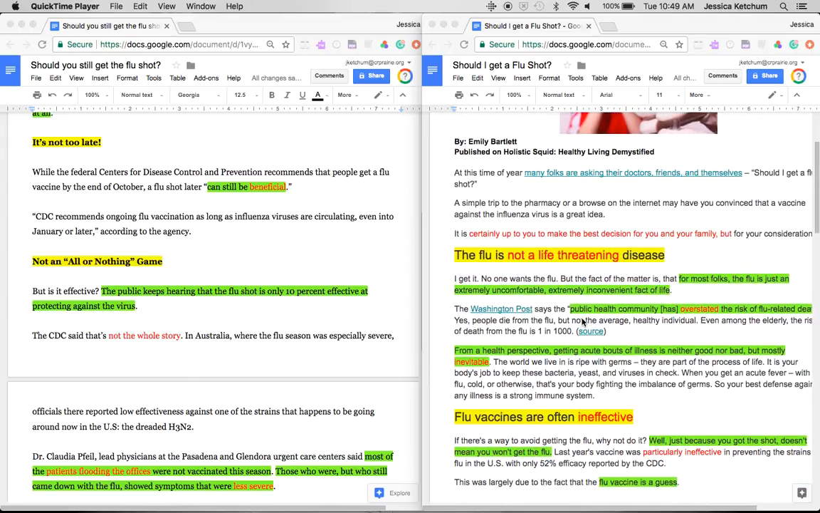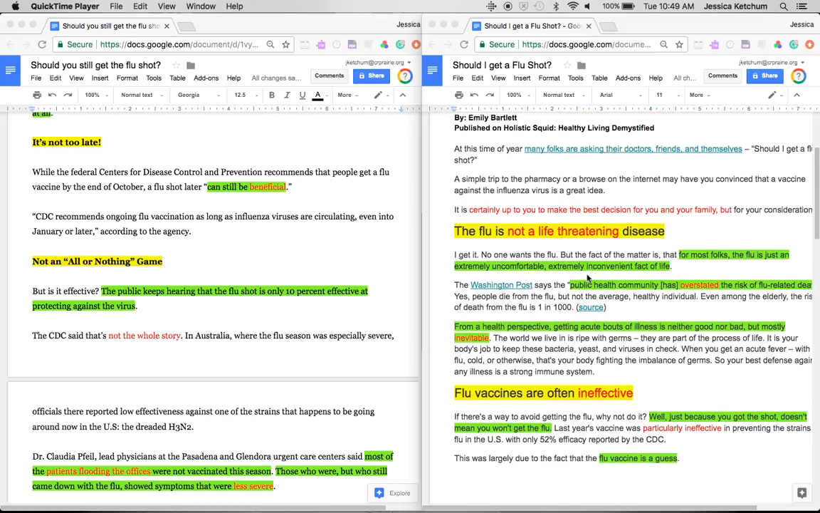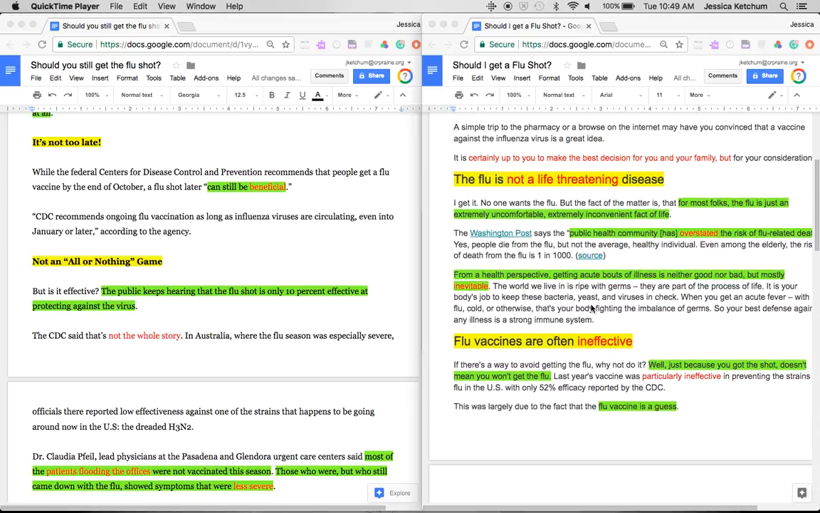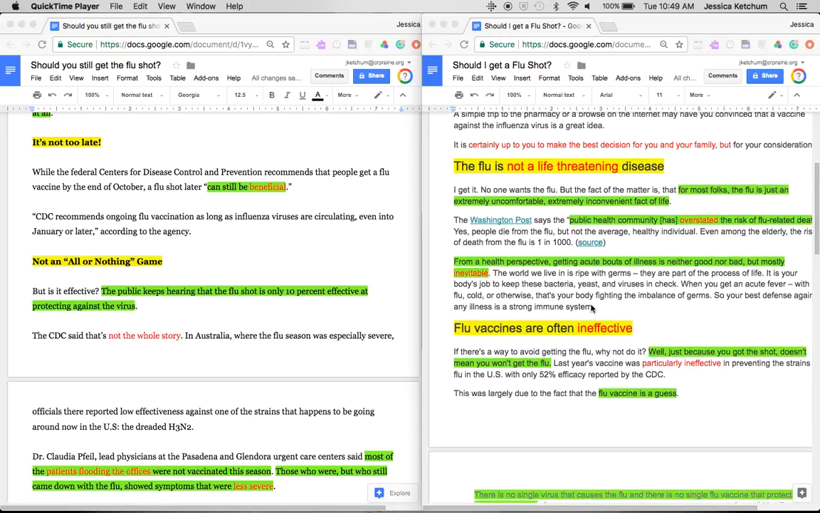When we're looking at this one, it talks about how for most folks, the flu is just extremely uncomfortable, but it's a fact of life, and that the public health community is overstating the risks of the flu. And that really, for most of us, getting sick is inevitable. It's just part of life, not something that we need to really be scared about or try to avoid at all costs.